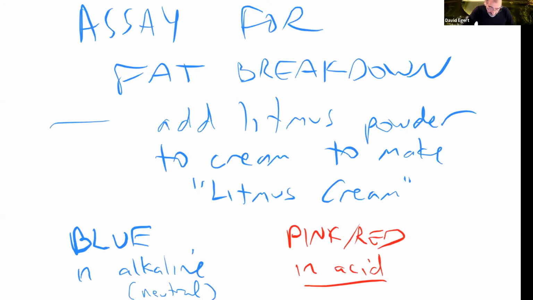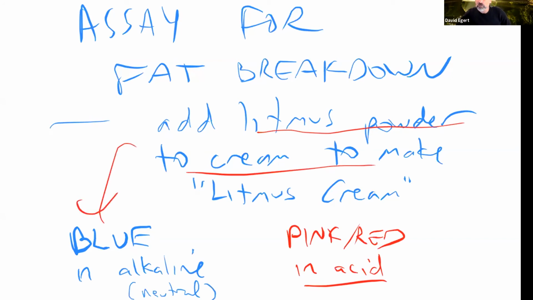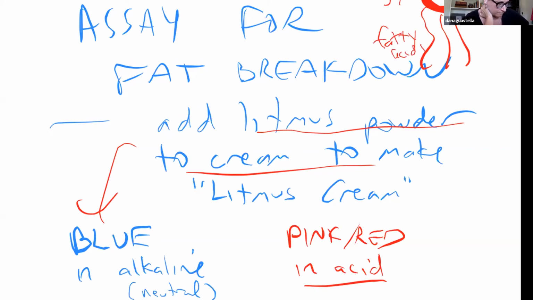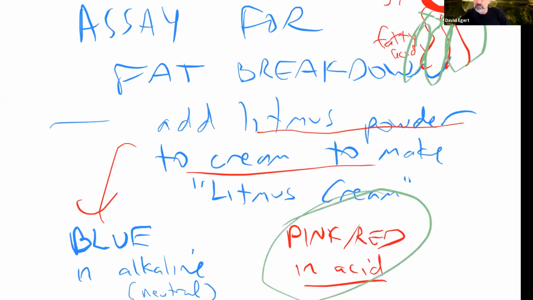So when we first add litmus powder to cream, it's just a neutral pH. It's just going to look blue. It's going to look like blue cream. What happens when a fat, remember what is a triglyceride actually made out of? What does a fat actually look like? The glycerol and 3 fatty acids. Exactly. So if you start breaking this puppy apart, you're freeing up the fatty acids, which means things are going to get more acidic, which means it's going to turn pink.